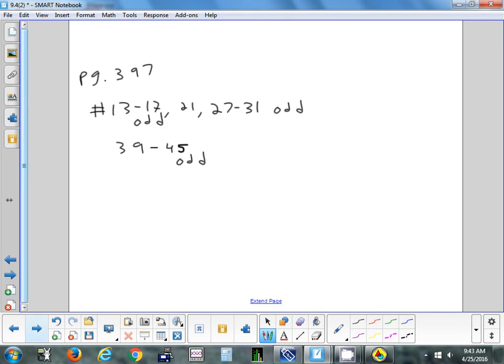All right. Okay, so that's the homework. It's page 397. All odds, 13 to 17 odd, 21, 27 to 31 odd, and 39 to 45 odd. I'll put up the assignment, so I'll make sure that's in the video, so you can either get it online, or if you want to take a picture of it, it'll be on the screen, you could do that as well.